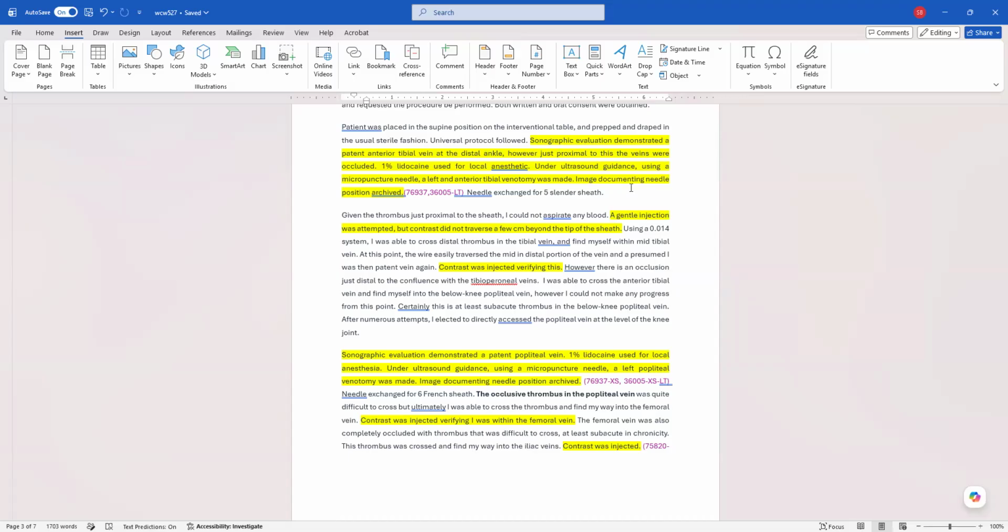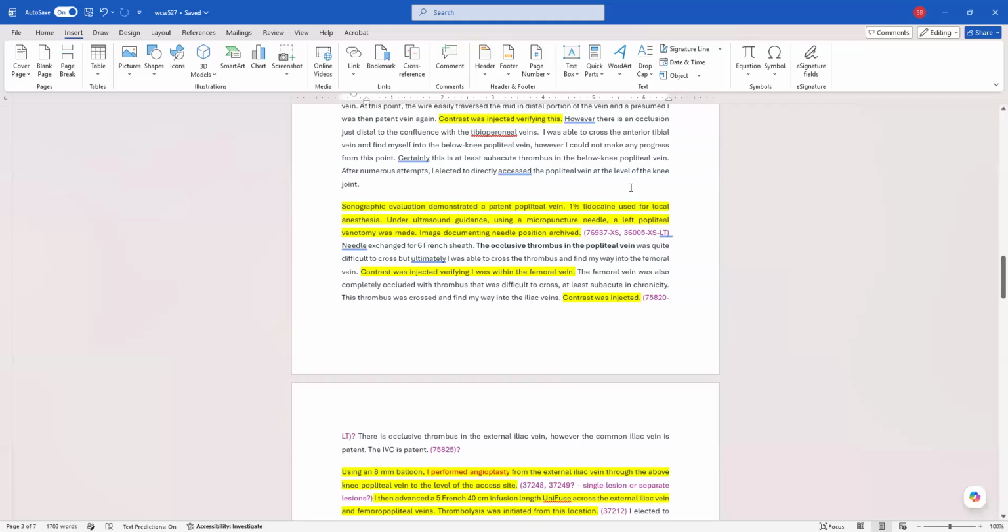If you were going down the extremity, if the puncture was at the common femoral vein and then the physician is moving the catheter downward, then that's where you would get into using your selective catheterization codes, your first order, your second order. But this access is a 36005. And that's going to stay that way.